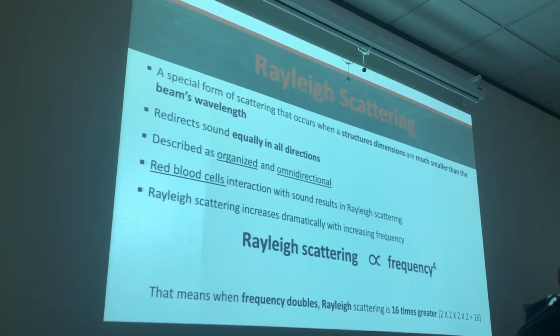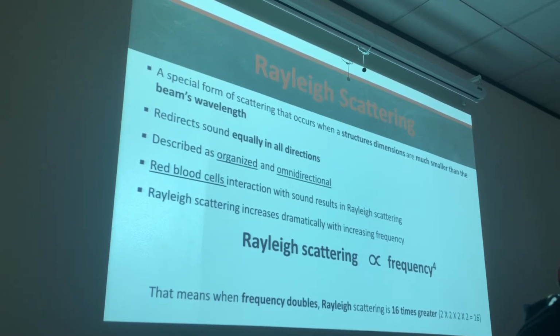So that means when it hits something, when it scatters, that scatter is going to be scattering equally in all directions the same way. Okay? That's what Rayleigh is. Yeah, that's what Rayleigh is. This is described as organized and omnidirectional. Omnidirectional meaning equally in all directions.